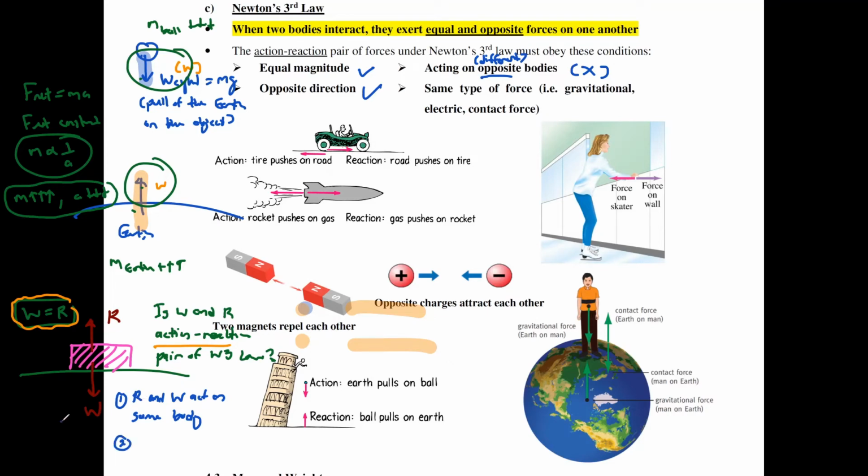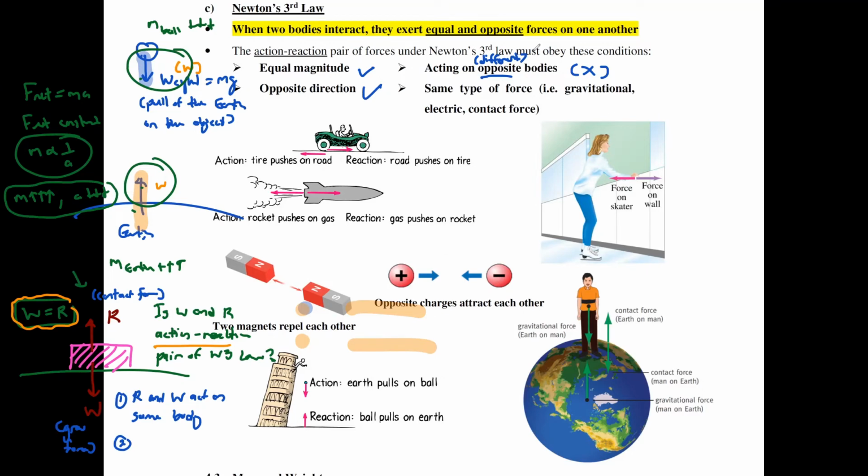So W, as I mentioned, is the weight. It's actually gravitational force. The R is actually what you know as contact force. Now, contact force is a force that arises when you have bodies in contact.